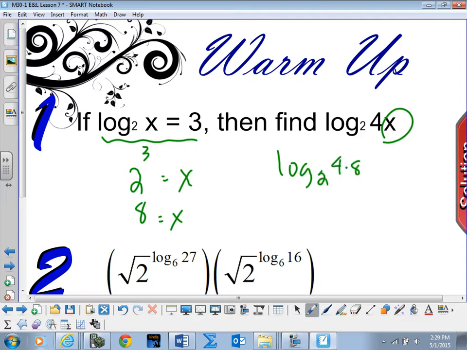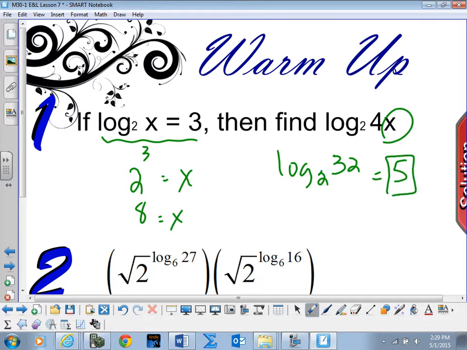Well, log base 2 of 4 times 8 is log base 2 of 32. And we know 32 is a power of 2. 2 to the 5 is 32. So this is equal to 5.